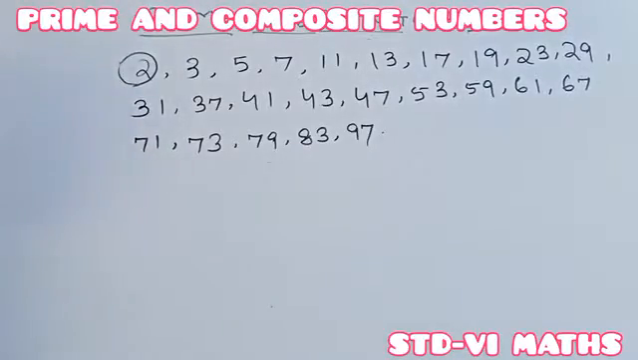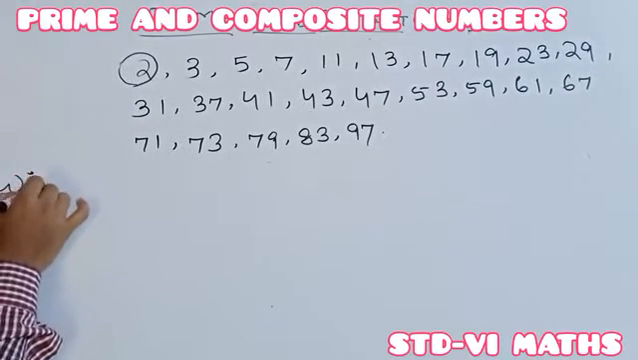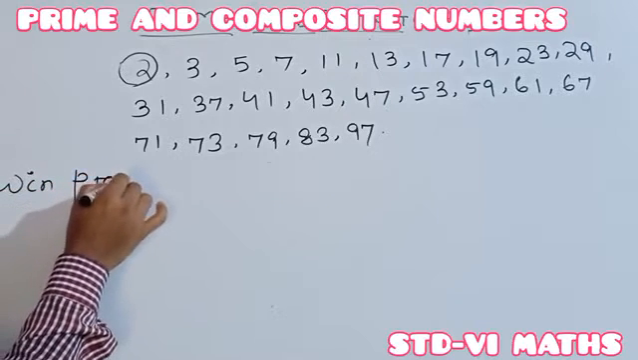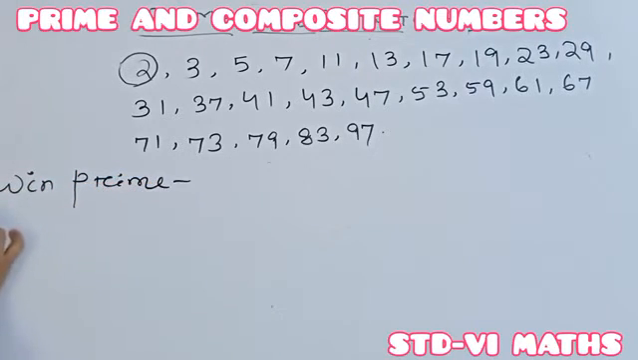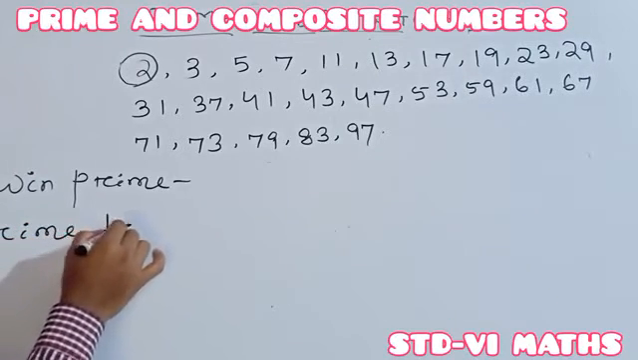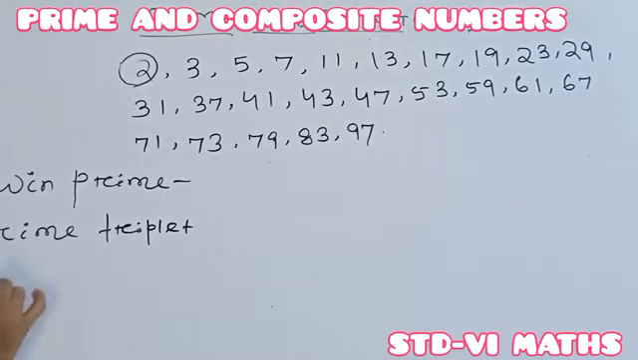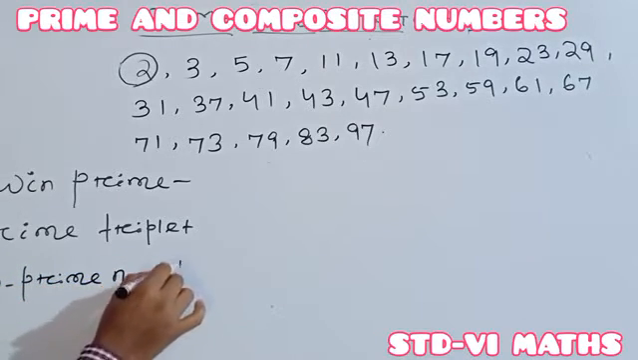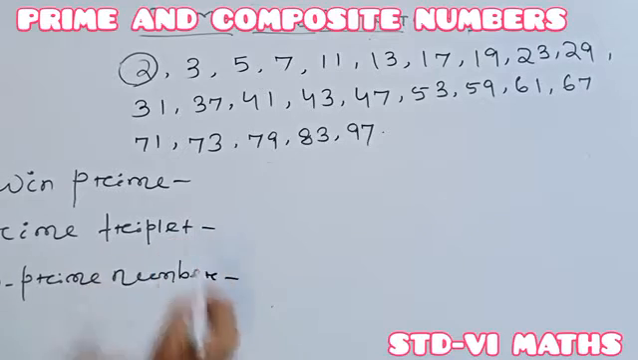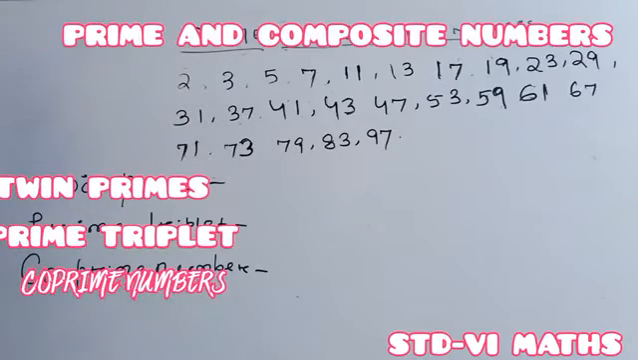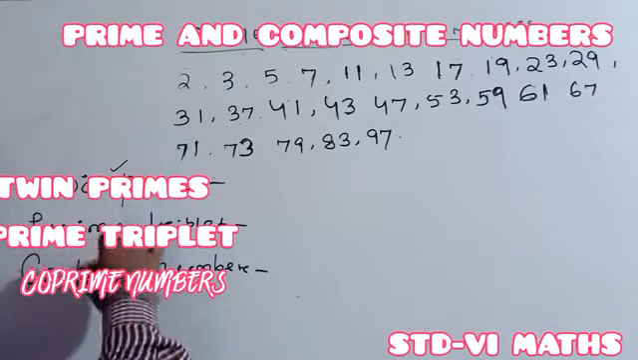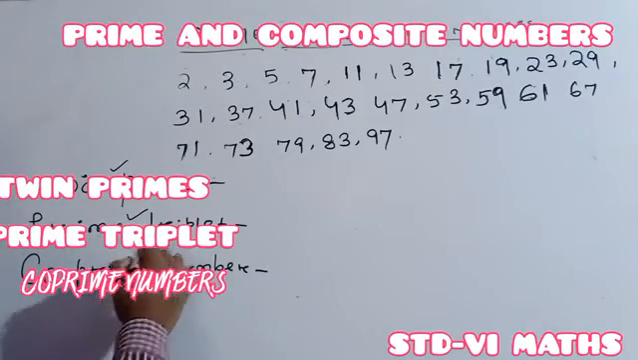See, one term to be described is twin prime, then after prime triplet it is to be discussed, then after coprime numbers also. Next we will do the discussion of the twin prime numbers, then prime triplet, then coprime numbers.